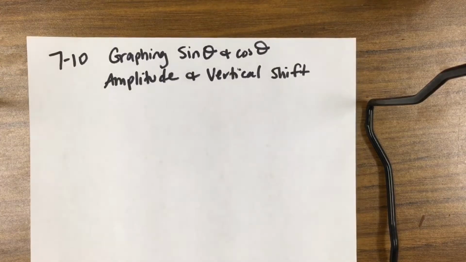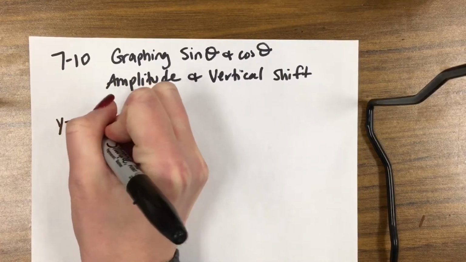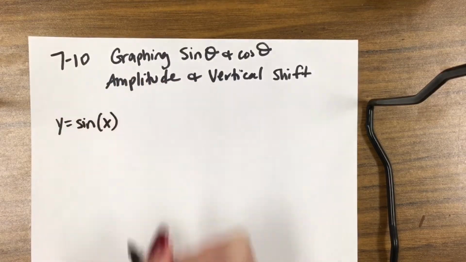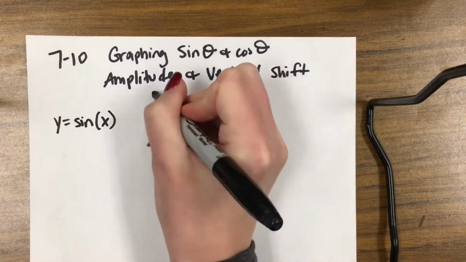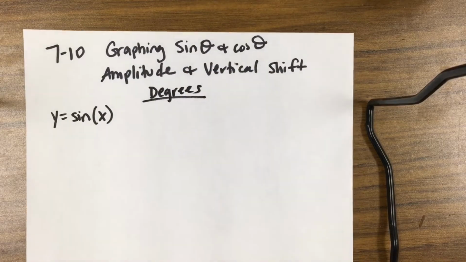Right, I'm going to show you a couple examples of how to do graphing sine and cosine, just the basic functions of those first, and then how to deal with an amplitude change and what that means, and how to do a vertical shift. So if we just graph sine of x or sine of theta, whatever the variable is there, we're going to do this in degrees for today, for now.